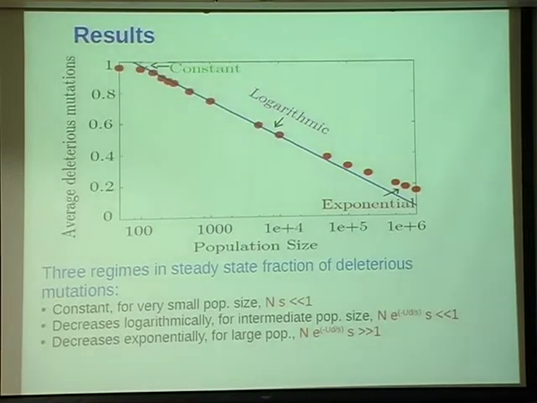Using this model, I measure the average number of mutations with population size, and we observe three interesting regimes there. Initially, when the population size is very small, the average number of deleterious mutations is almost a constant. Then it starts decreasing logarithmically for a range of values, and it goes to an exponential regime. So this logarithmic dependence, we believe this weak dependence on population size, can explain the similar level of codon bias seen in populations of different sizes.